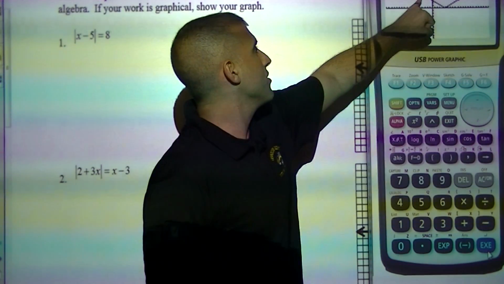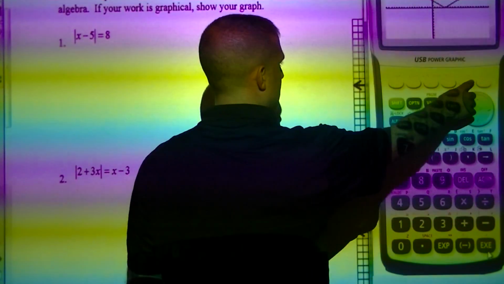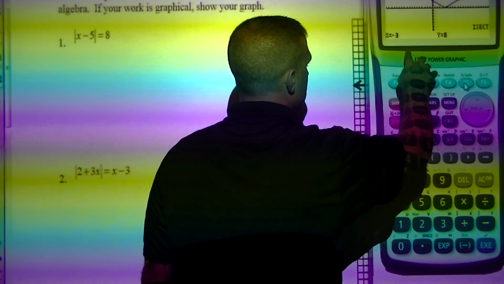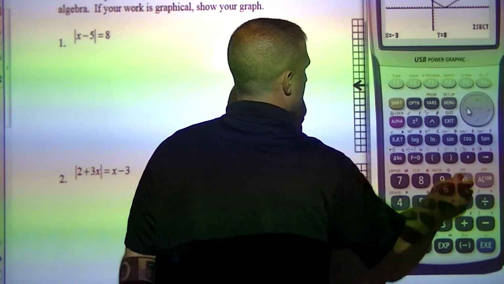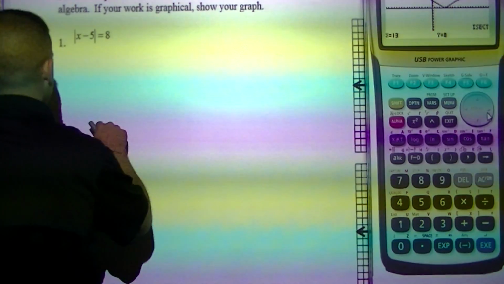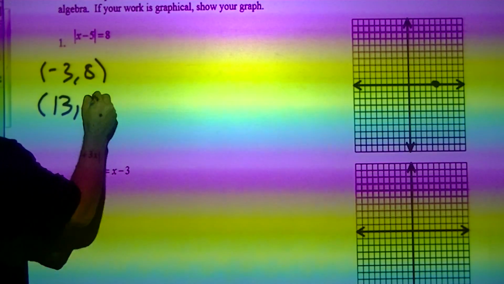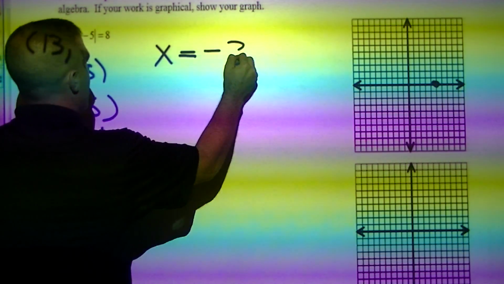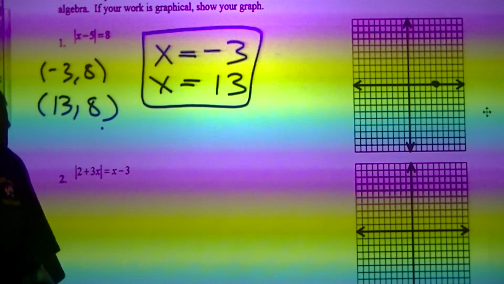So my answers are these 2 points, and I'm going to find those. I do that through GSolve, intersection: -3, 8 and 13, 8. Now, for my answers, I'm looking for x equals -3 and x equals 13. That is my final answer.